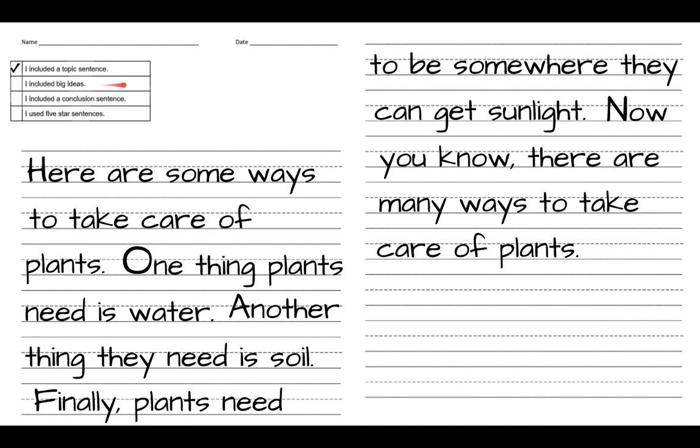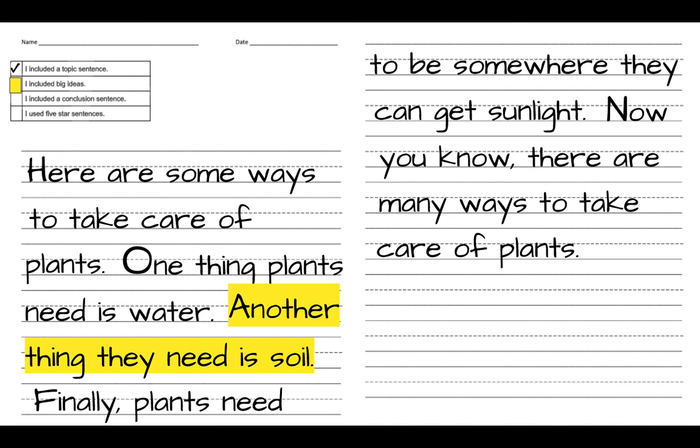Next is my big ideas. Now I should have 3 big ideas, and those are yellow. So let's go through and look for my yellows, or my big ideas. I have one of them right here. One thing plants need is water. That's a fact, and it's a full sentence. So one thing plants need is water. That's a big idea. I had that as my first big idea. That's one. Let's look for another one.